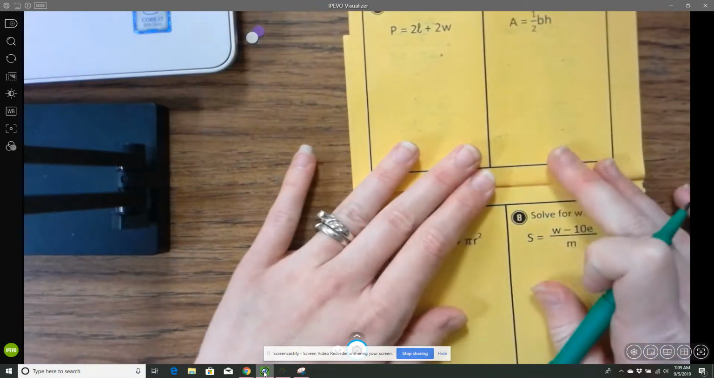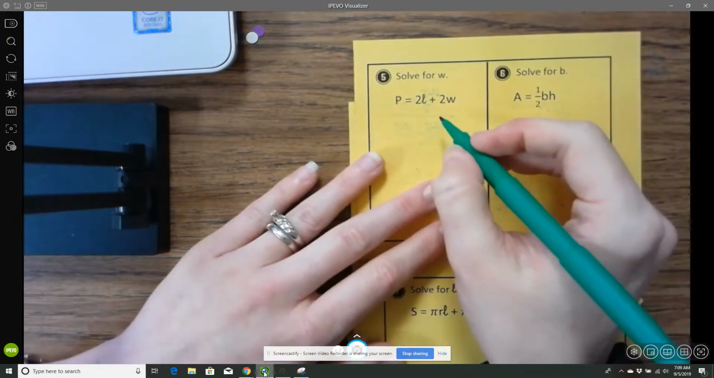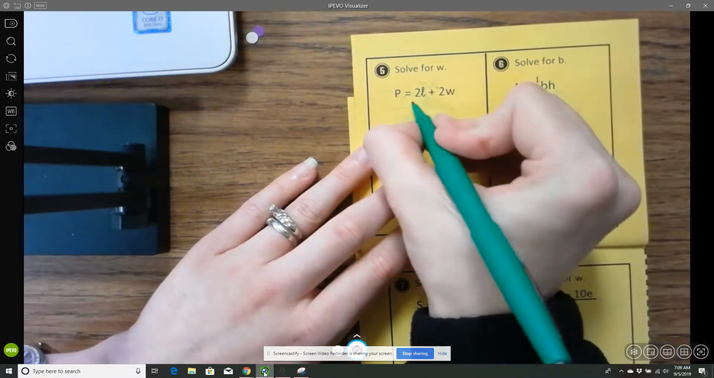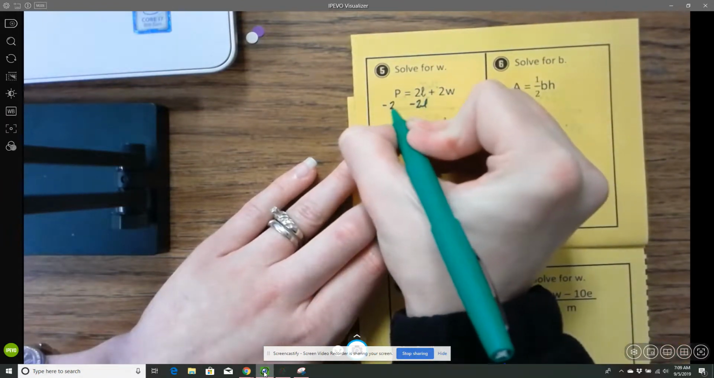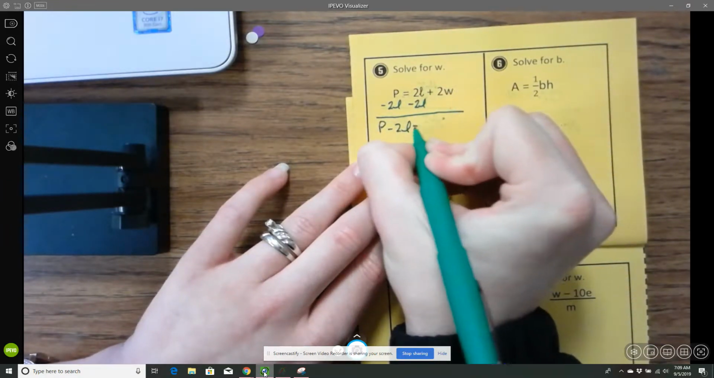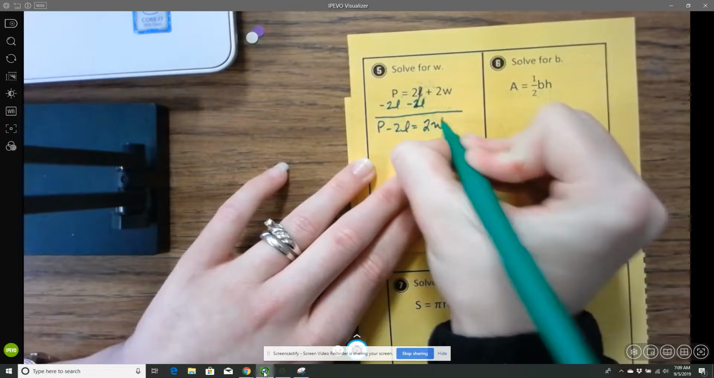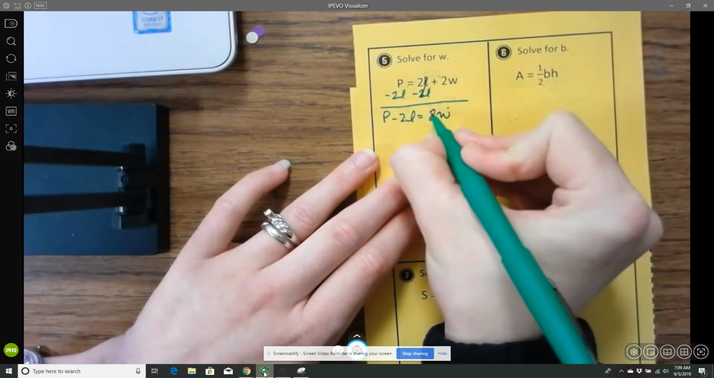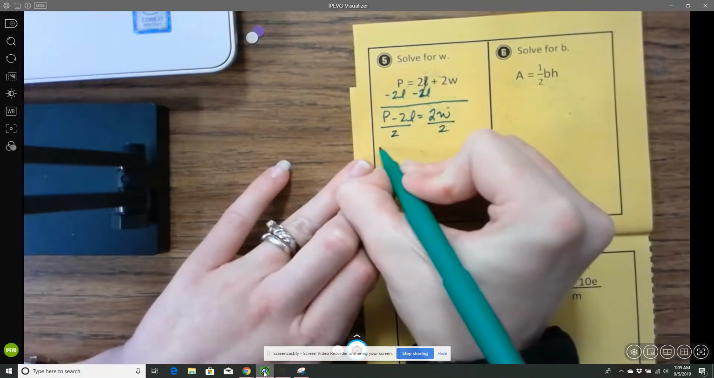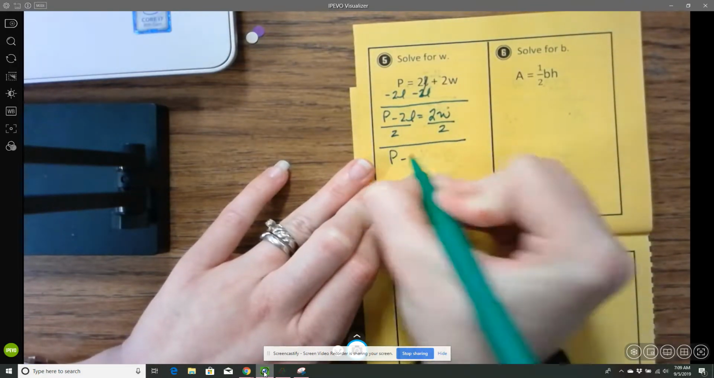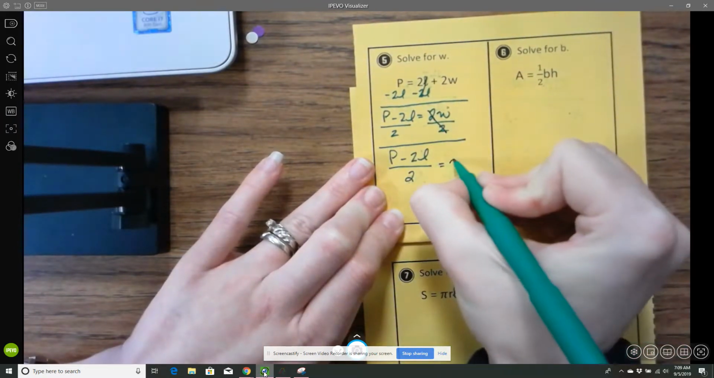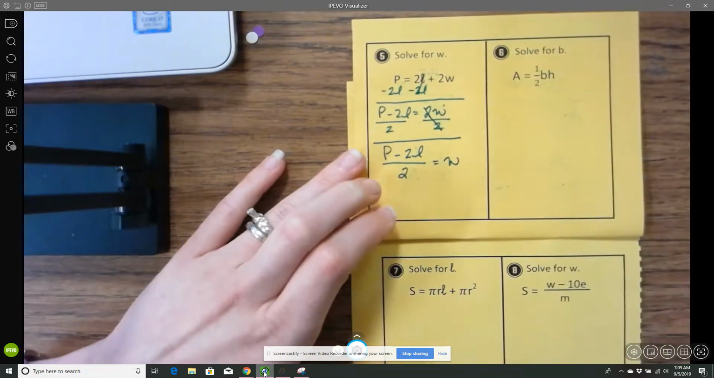All right, so now we've got two step ones. So this one says solve for w. So I need to get w by itself. So the first thing I want to do is move this 2l. So I'm going to subtract 2l from both sides. So I would have p minus 2l, this cancels, equals 2w. Then I've got to get the w by itself. The 2's being multiplied, so I'm going to divide both sides by the 2. So I would have p minus 2l divided by 2. This cancels, equals w. Or you can flip it around.